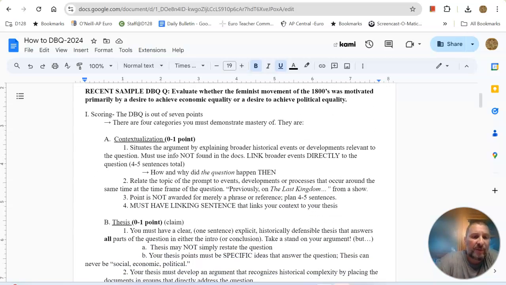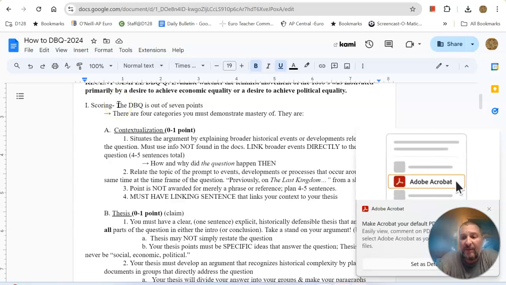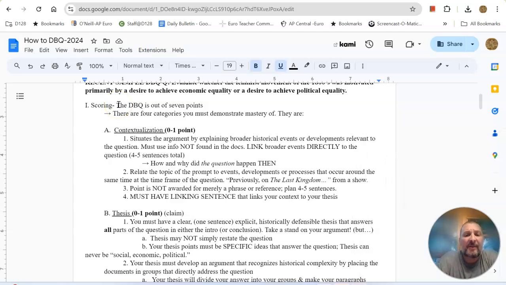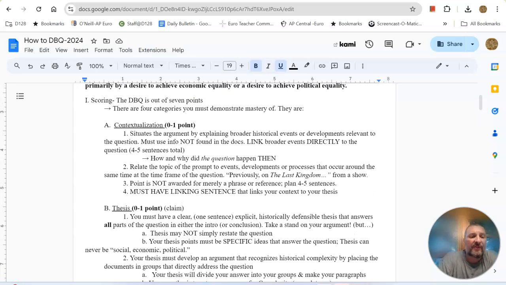So, scoring. The DBQ is out of 7 points. There are 4 categories that you have to demonstrate mastery of, and a couple of them have 2 points. All right, so the first category is contextualization. This is going to situate the argument by explaining the broader historical events or developments relevant to the question. You have to use info not found in the docs, and you want to link broader events directly to the question.